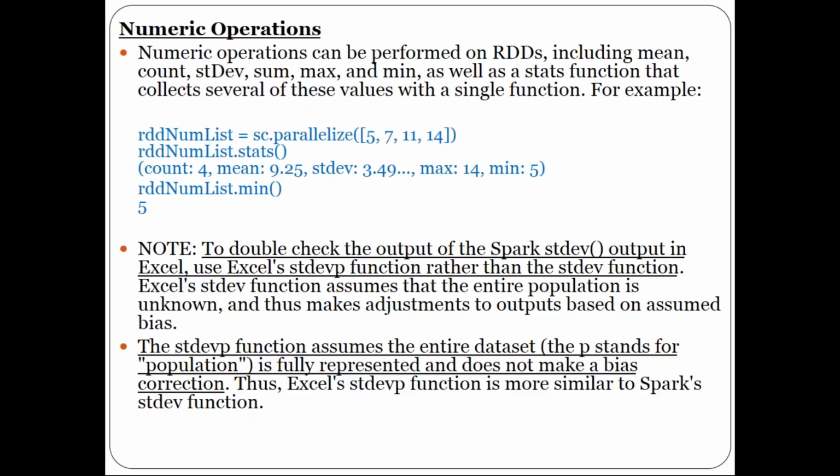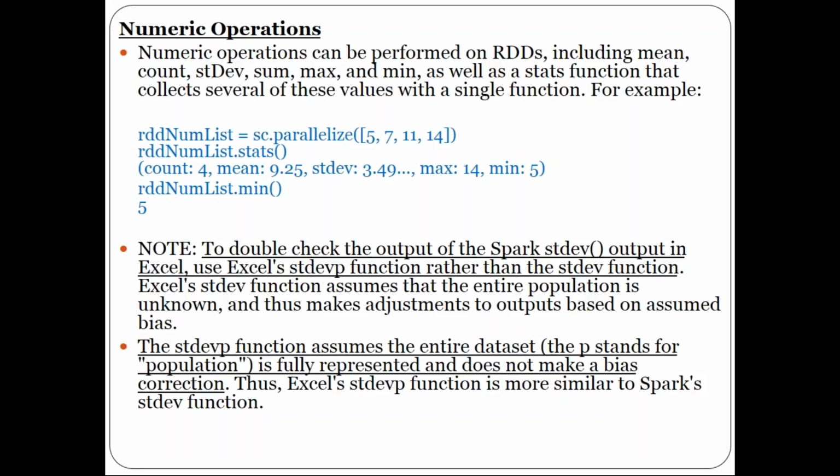To double check the output of Spark's standard dev in Excel, use the Excel STDEV.P function rather than the STDEV function. The Excel standard dev function assumes that the entire population is unknown and thus makes adjustments to the output based on the assumed bias. Bias is nothing but the way your Excel understands the data you have put in it. That's the simple funda of it.